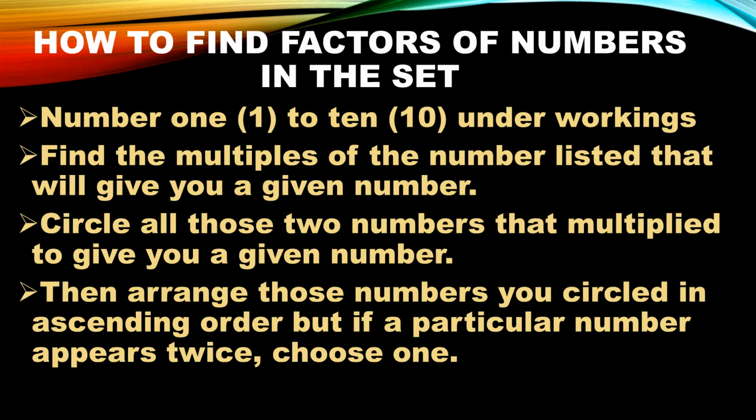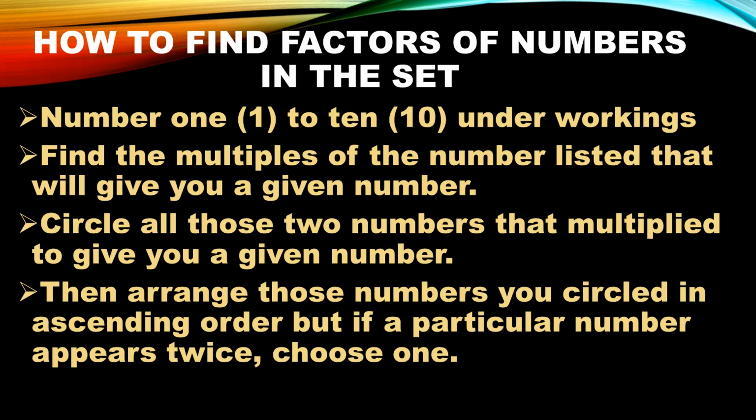Okay. The first thing you have to do is number 1 to 10 under workings. After writing your solution somewhere, you number 1 to 10 from the top in a vertical form. So where you're supposed to solve your questions, you have a place to work. So where you'll be showing workings, you number 1 to 10.